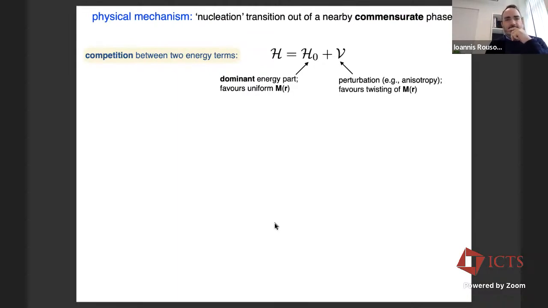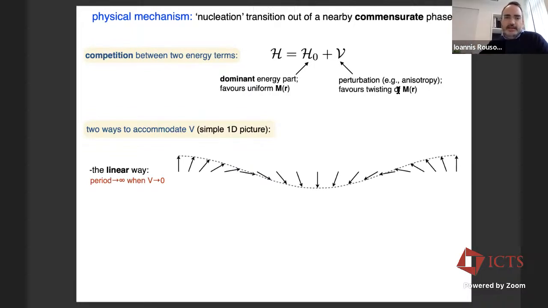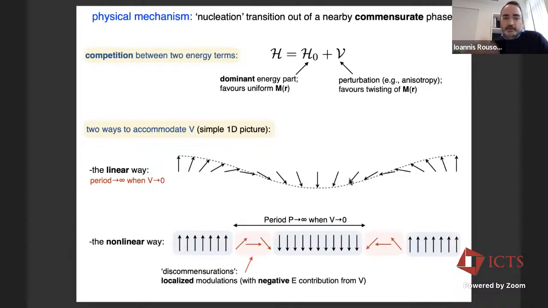Okay, so what is the main physical mechanism? We have a Hamiltonian, with a dominant energy part, which typically favors a uniform order parameter. That order parameter can be a vector, can be a tensor, or whatever. And then we switch on a perturbation that is there in the material, for example anisotropy, and that perturbation favors a twisting of the order parameter. And there are two ways to accommodate this kind of twist. One is the linear way, or the harmonic way, where the order parameter twists linearly as a function of the distance.